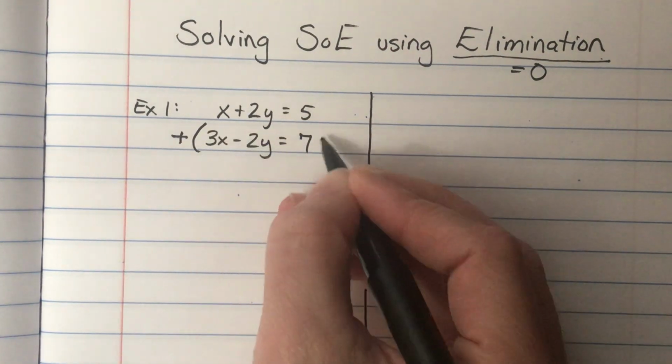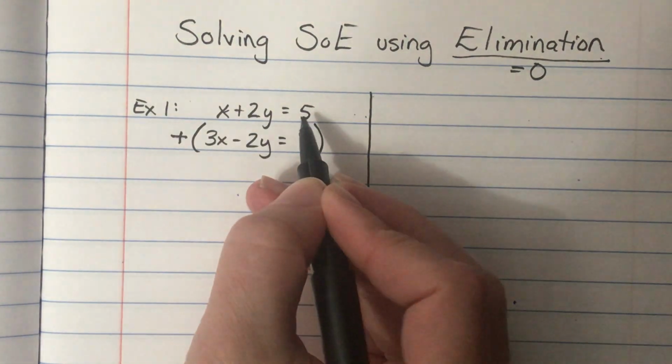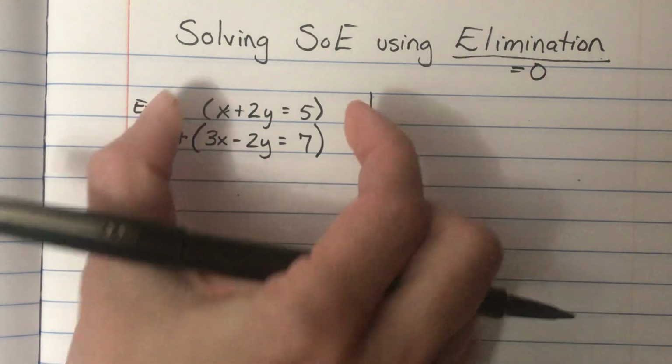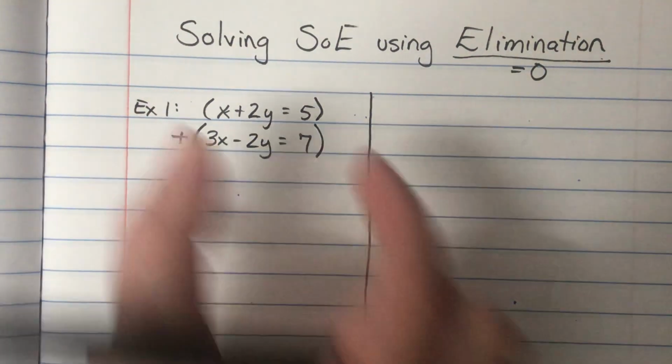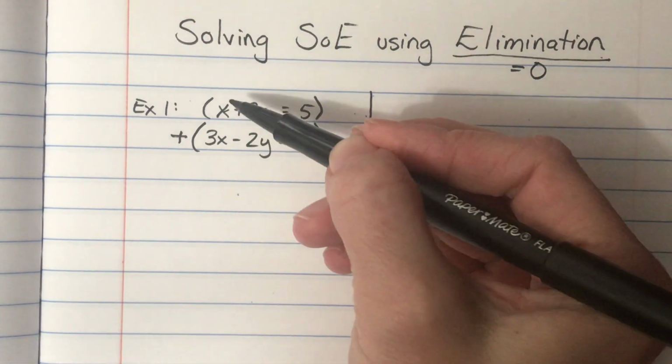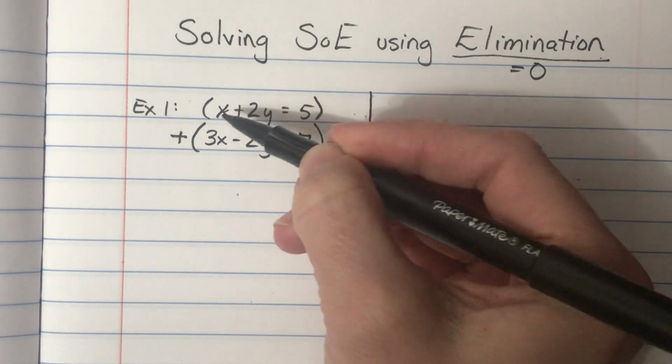Now, I'm going to put this last equation in parentheses because here's what I'm doing. I'm taking this entire equation, and you could even put it in parentheses if you wanted to, and I'm going to add this entire equation to it. And that's a lot more simple than you think it might be. All we have to do is add the elements. That's why we wanted the variables lined up in the first place.